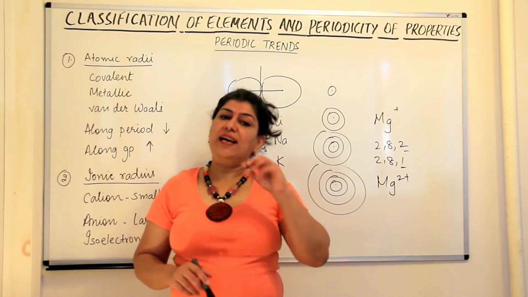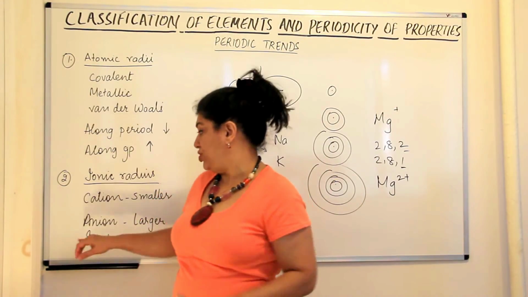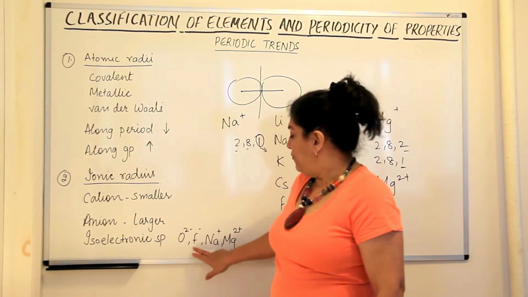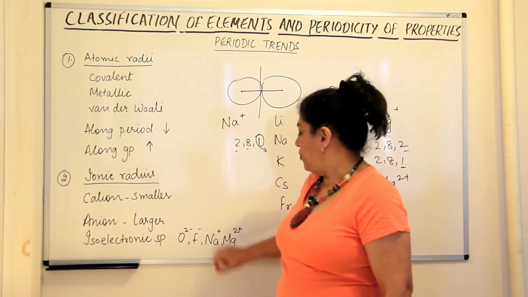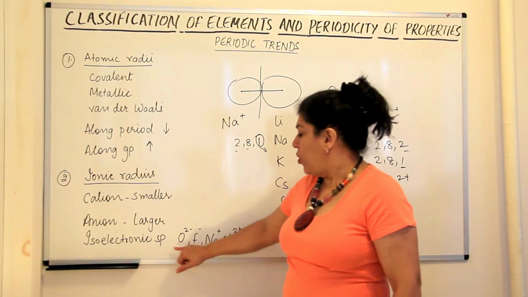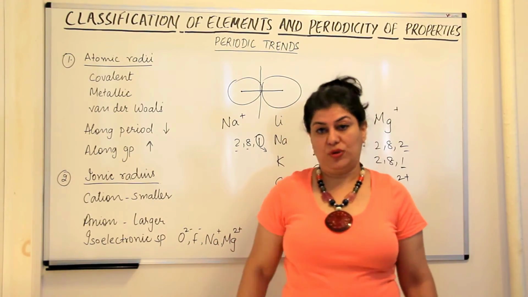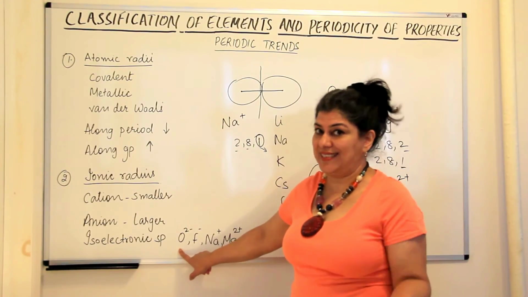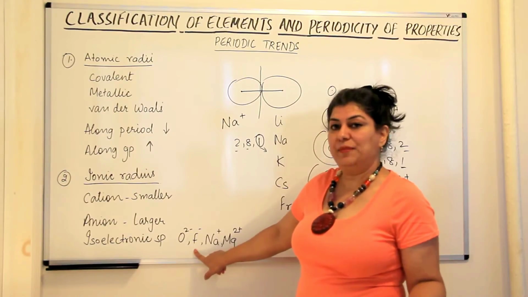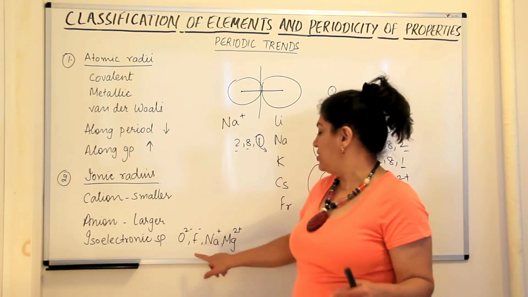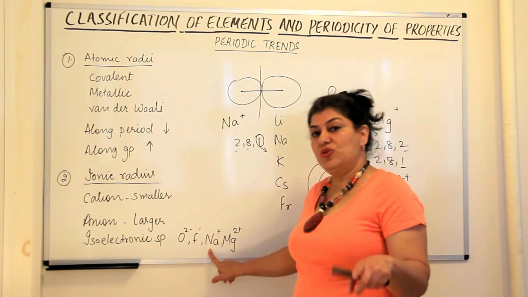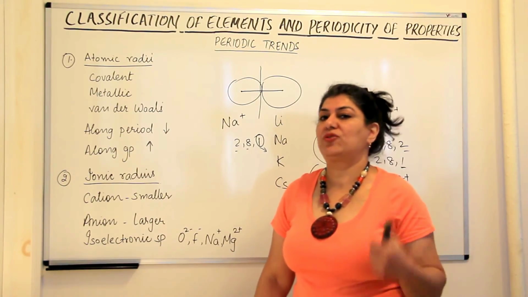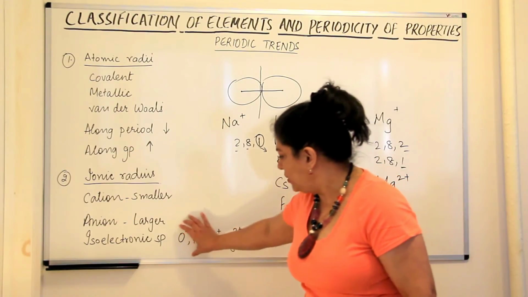But if you have isoelectronic species formed by cations or anions, for example, O2-, F-, Na+ and Mg2+, all of these have 10 electrons. Oxygen is the 8th element. If it gains 2 electrons, it has 10 electrons. Fluorine, 9th element, gains 1 electron, 10 electrons. Sodium, 11th element, loses 1 electron, 10 electrons. Magnesium, 12th element, loses 2 electrons, again gets 10 electrons.